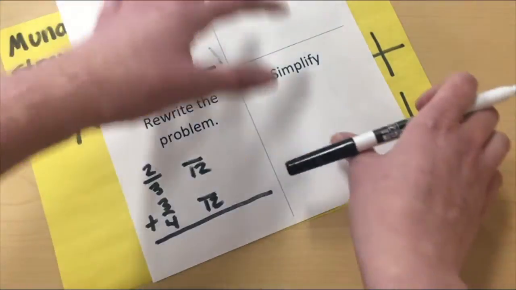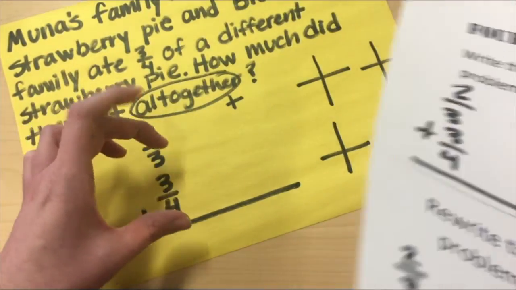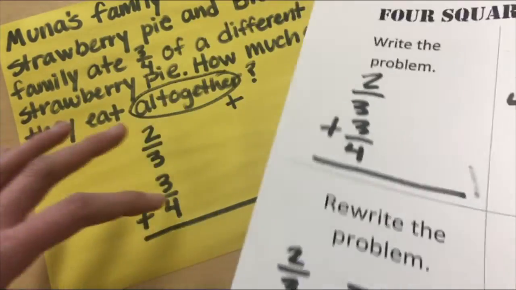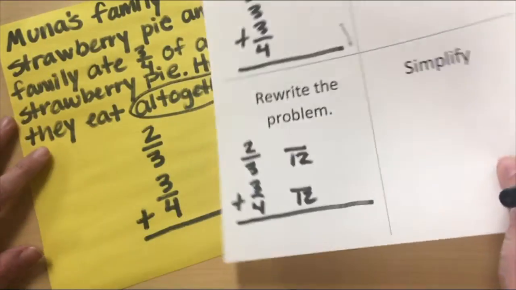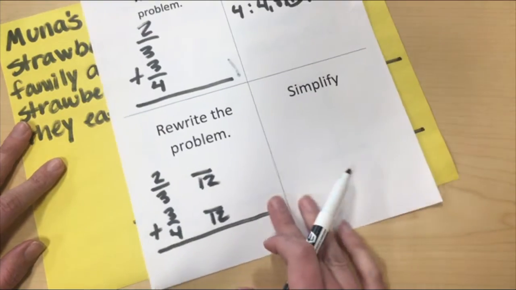So that's what I'm saying. You can set up a 4-square like this, or you can just do all these steps off to the side. It's up to you, however you want to organize it. This is just a little organizer you could use. So, okay, it's going to be in 12ths.